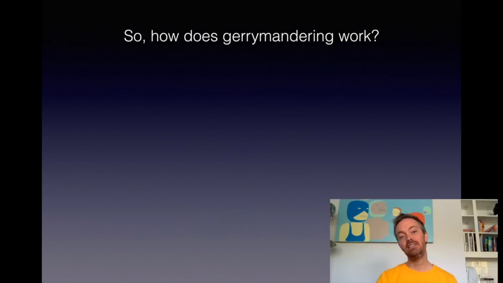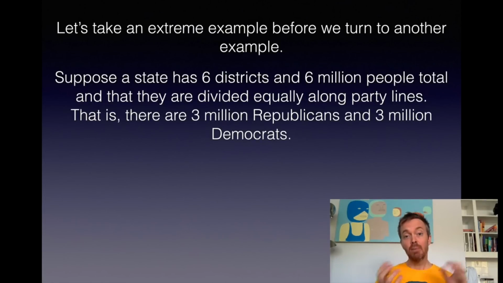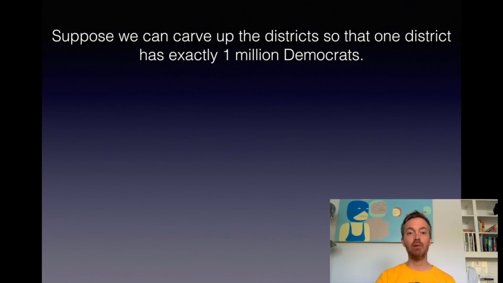So let's look at exactly how gerrymandering works. Let's look at a couple examples. So first off, let's turn to an extreme example. The other examples are going to be pretty similar though. So suppose a state has exactly 6 districts and 6 million people total. And they're equally divided along party lines. There's 3 million Republicans and 3 million Democrats.